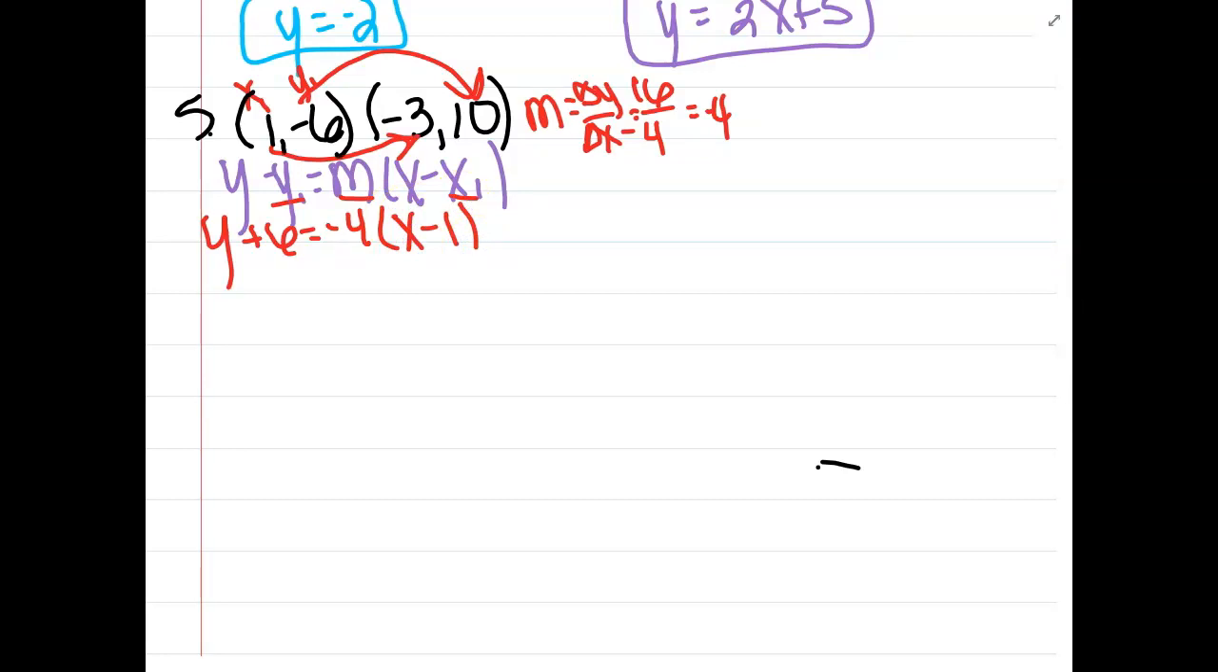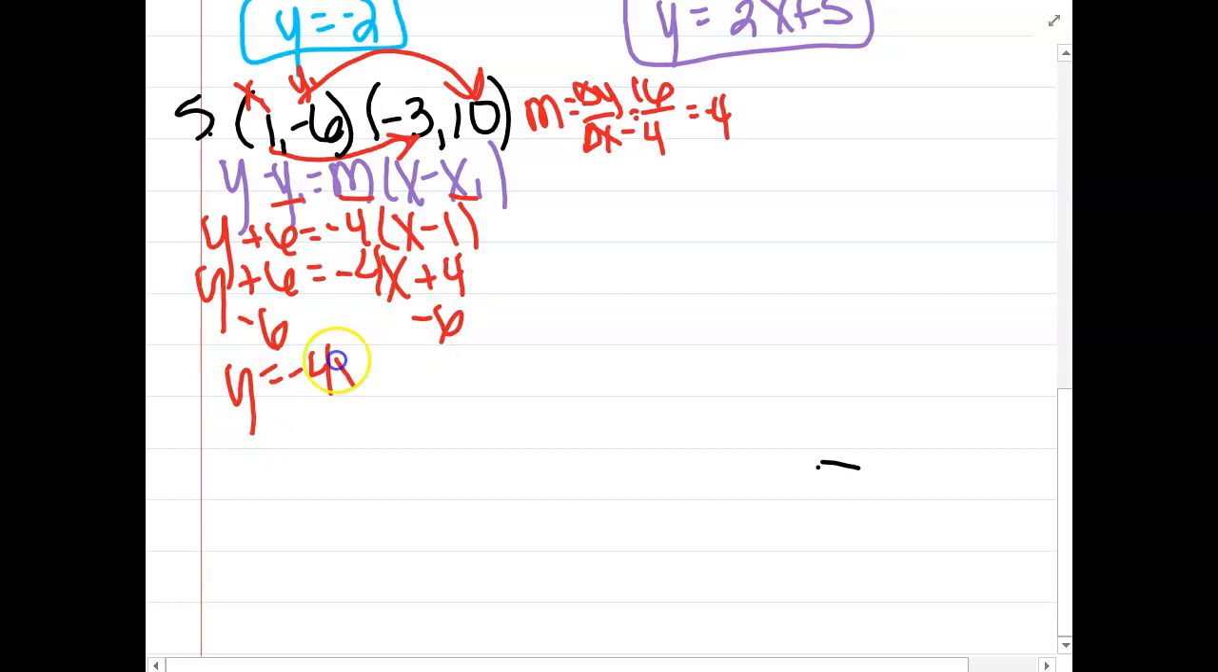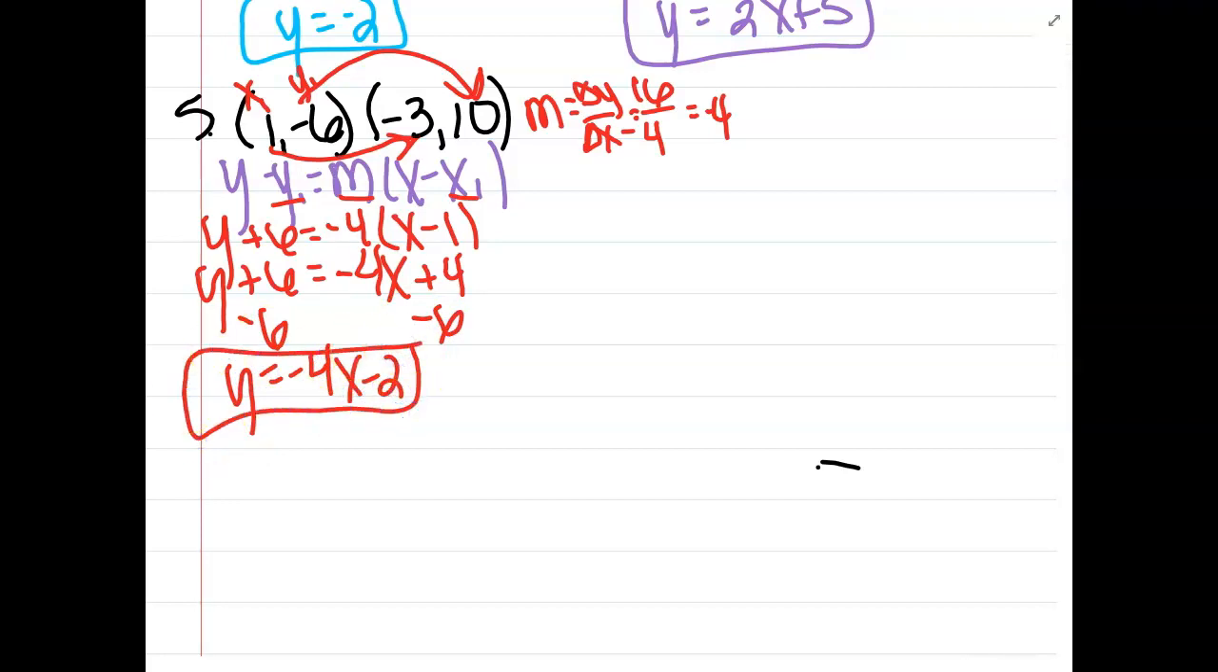All right, so you've written the equation of a line. Remember, there's 2 more steps. We need to distribute the slope. Y plus 6 equals negative 4x. Negative 4 times a negative 1 is going to be a positive 4. And then lastly, get rid of that other number. So we're going to subtract 6 from both sides. So we have y equals negative 4x minus 2.